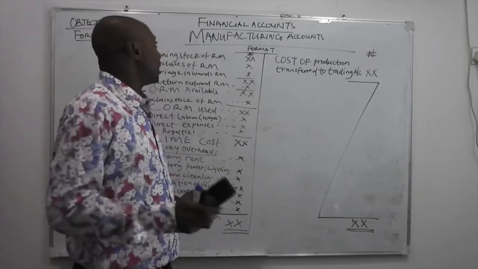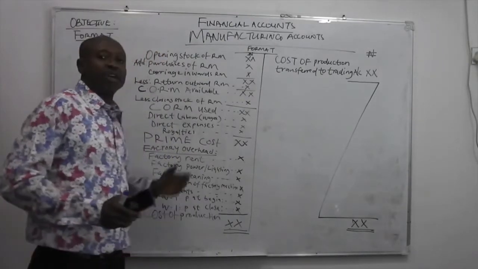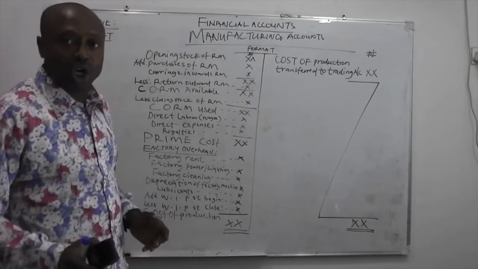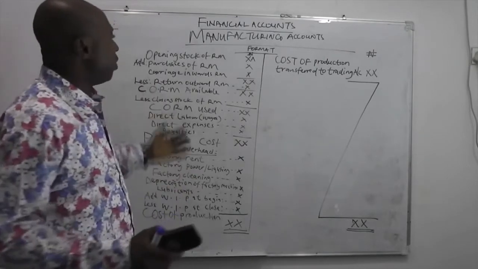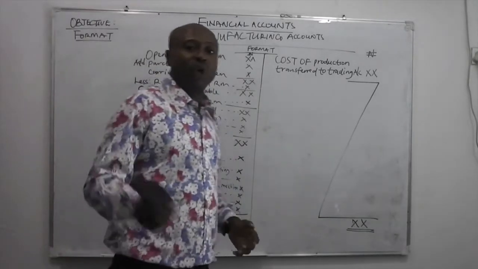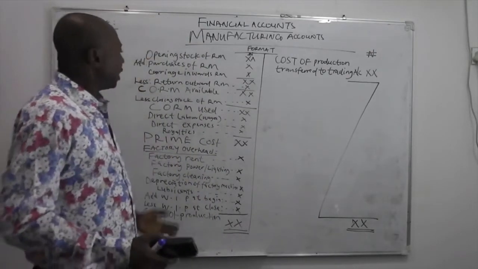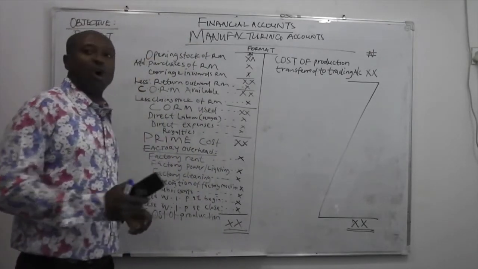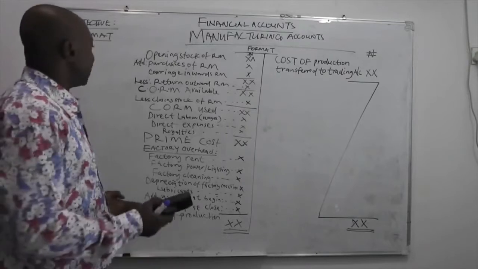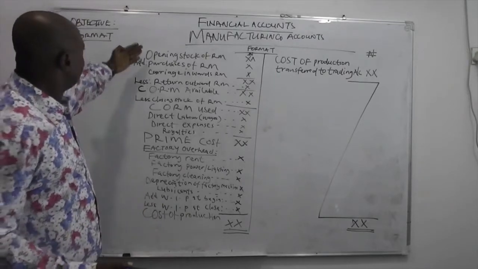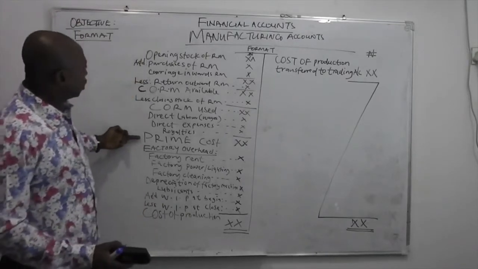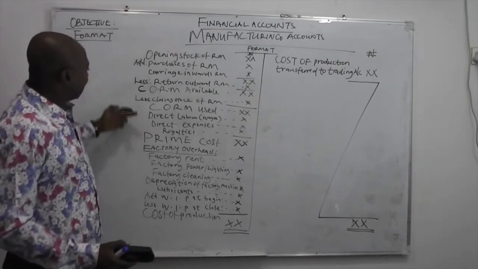Now, in our last lesson, we were looking at the format of the prime cost. We discussed up to prime cost, but for the sake of reminder, let me give you a brief rundown of what we discussed under the format. We saw the components of the prime cost. This is the prime cost, but what are the components?